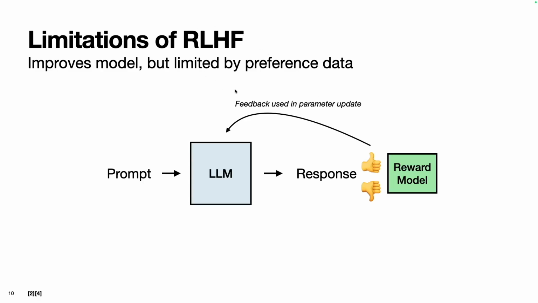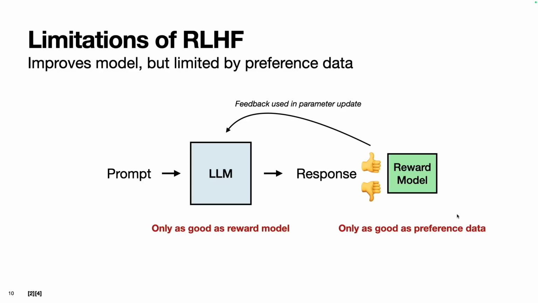But RLHF is a little different because the feedback that we give to the language model is only going to be as good as this reward model. And then the reward model itself is only as good as the preference data that we give to it. This kind of brings up a fundamental limitation in RLHF, which is that there's going to be this upper bound based on the quality of the preference data.